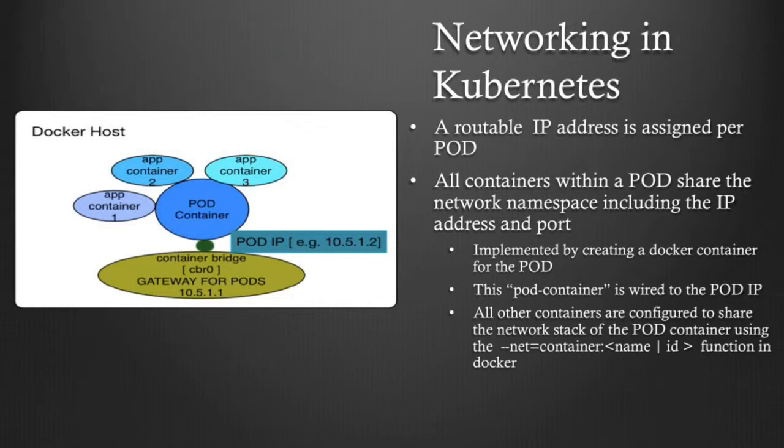The default bridge for Docker is removed and replaced with a container bridge, CBR0. What Kubernetes does is create a pod container, kind of a holding space, and it networks all the other containers within the pod to that pod container using an option within Docker where you can pass --net=container. Using that container function, all of these app containers are networked together into that pod.